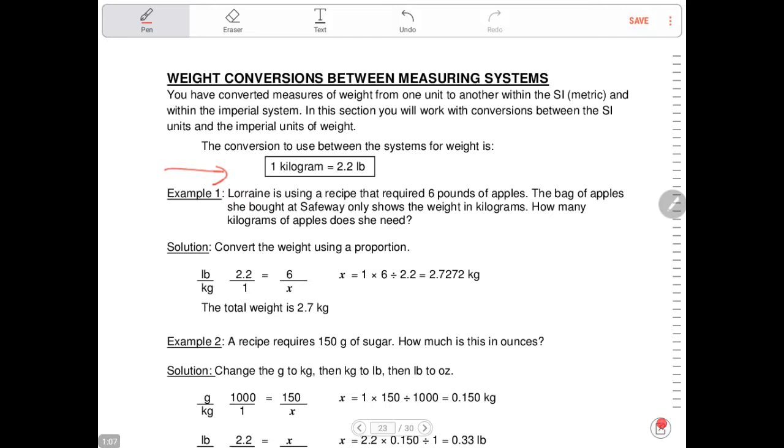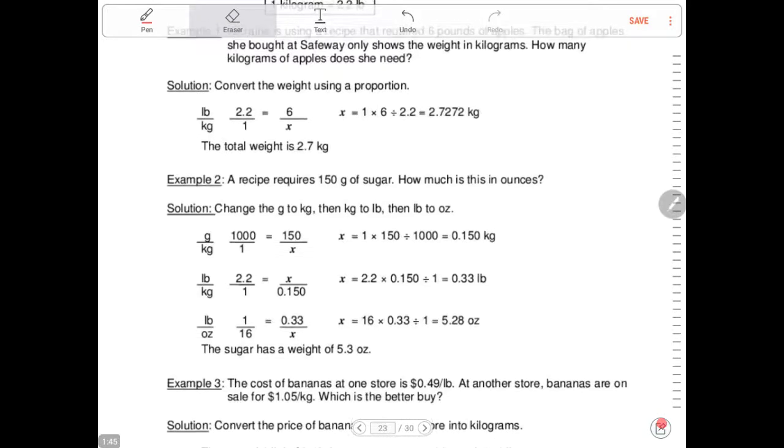If we look at example 1, I won't make you read it, but basically they want 6 pounds converted into kilograms. Well, we'll just use the know and want cross multiply method. We know that 1 kilogram is 2.2 pounds. Now we have 6 pounds of apples, so that's going to go on the bottom. Put an X right there, cross multiply and divide, and that's going to give you about 2.7 kilograms. You see, very easy. That was a direct conversion from an imperial to a metric. No big deal.